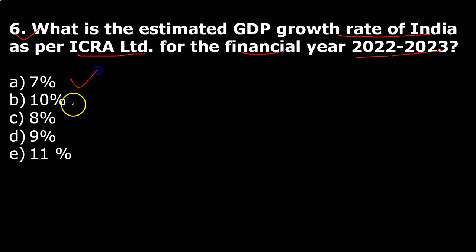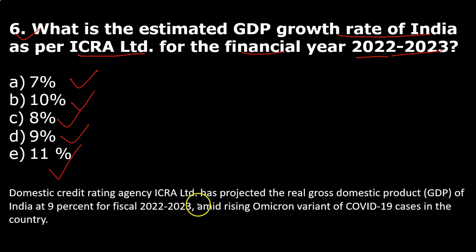Your options are 7%, 10%, 8%, 9% or 11%. So friends, first of all, your answer will be D, and this domestic credit rating agency ICRA Limited has projected the real gross domestic product of India at 9% for this fiscal year 2022-23 amid a rising Omicron variant of COVID-19 cases in the country.